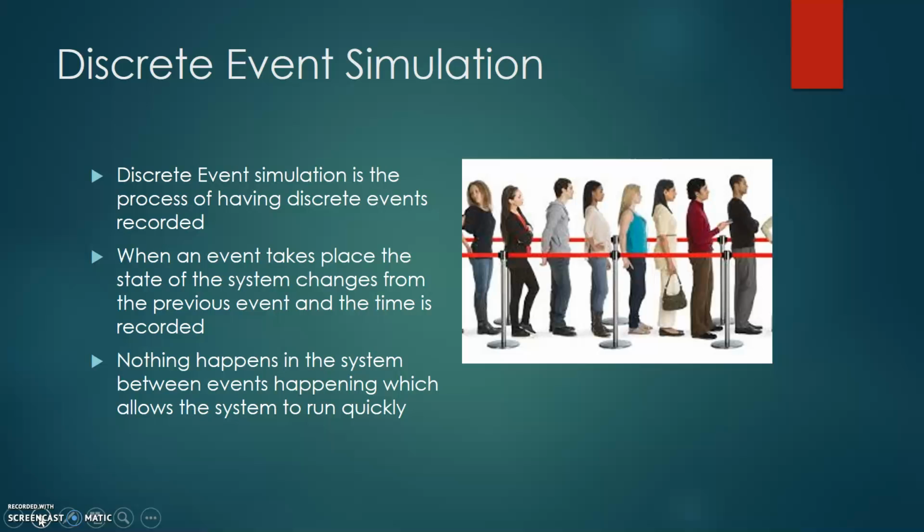Discrete event simulation is the process of having discrete events recorded. So it's not continuous, they are individual, independent events that are occurring. And when the event takes place, the state of the system is changing from the previous event and the time is recorded. So a good example of this would be following an individual going through a queuing system. A good example would be like if they were going to the DMV.